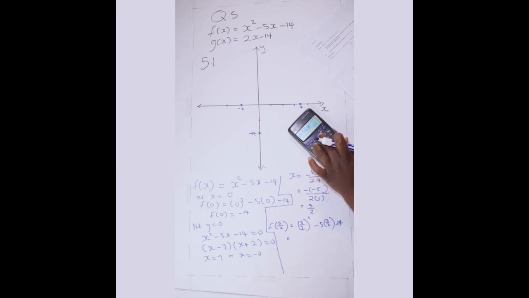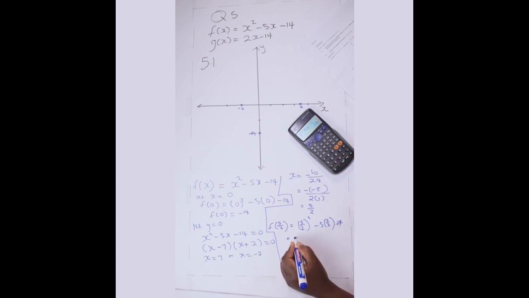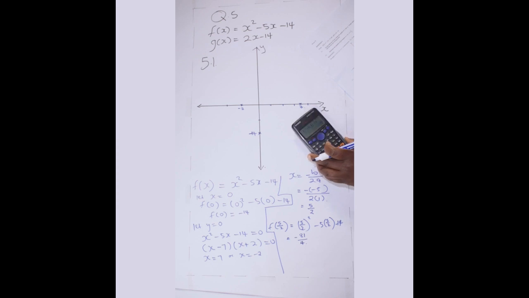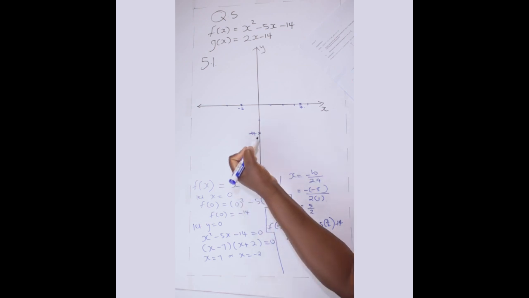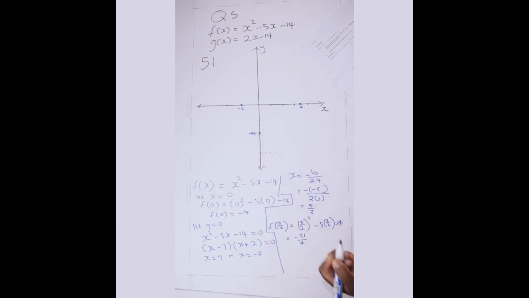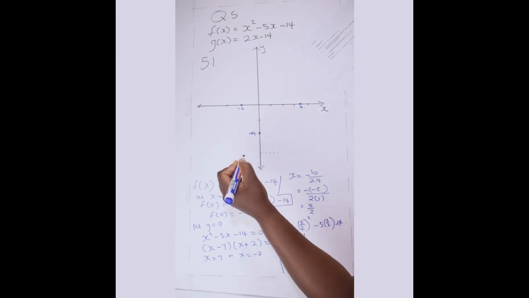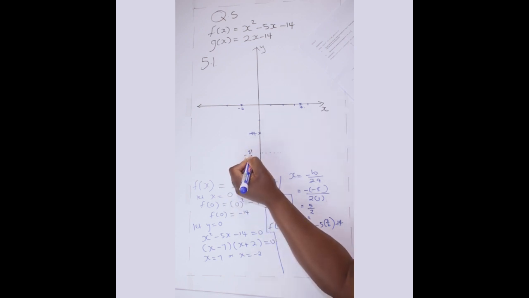It gives us a negative 81 over 4. If we need to check, in decimal form it is negative 20.25, which is 81 over 4. That's where we have it.